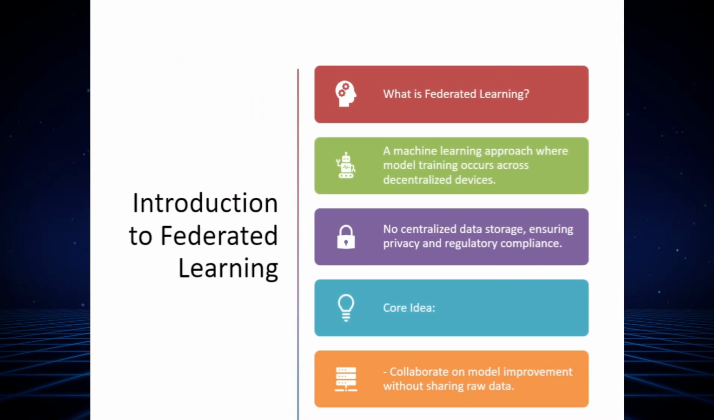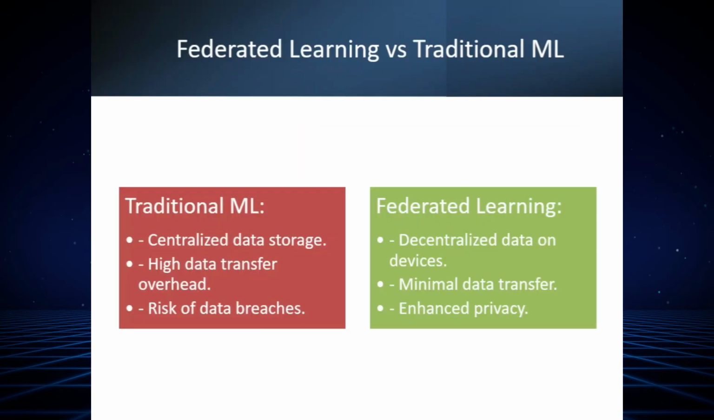Federated learning is a machine learning technique where training happens on decentralized devices, like your phone or edge devices, instead of gathering all the data in one central place. This helps maintain privacy and comply with data regulations. The core concept is simple. Instead of sending data to a server, federated learning trains models on local devices and only shares model updates, not data. This keeps data private and secure.